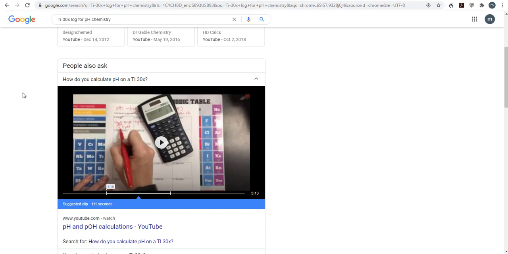For example, I'm using a TI-30X. So I would type in how do you calculate pH on a TI-30X, and then you will find a help video which explains how to use the buttons for that specific calculator. Again, every calculator is different, so there's a different way of doing things depending on what calculator you have.